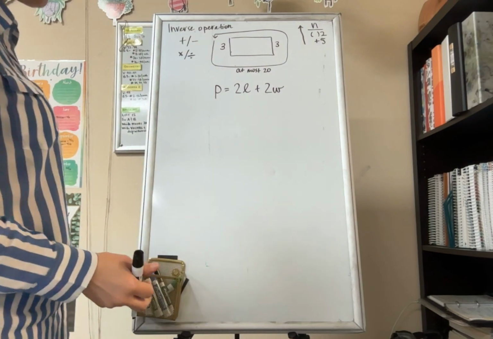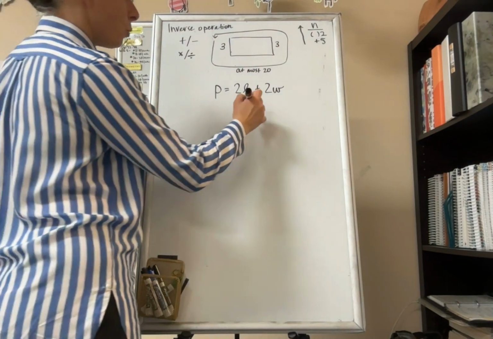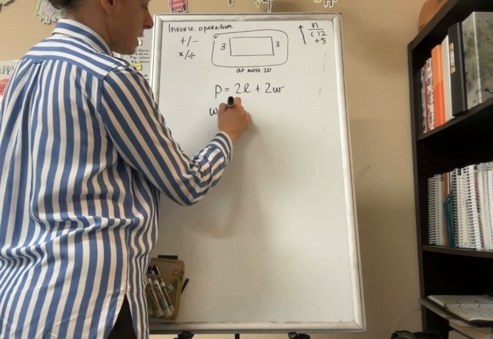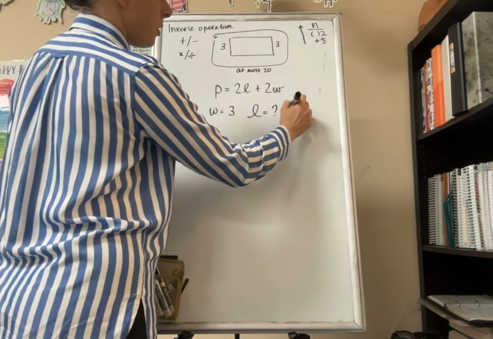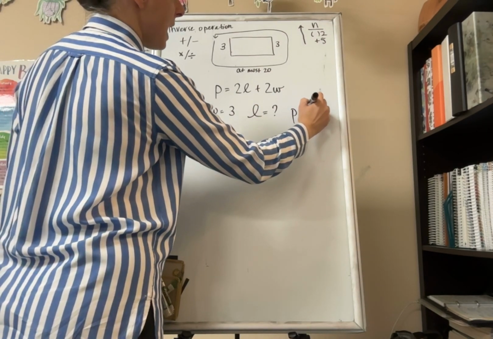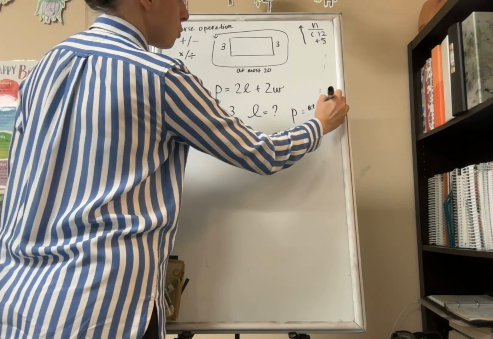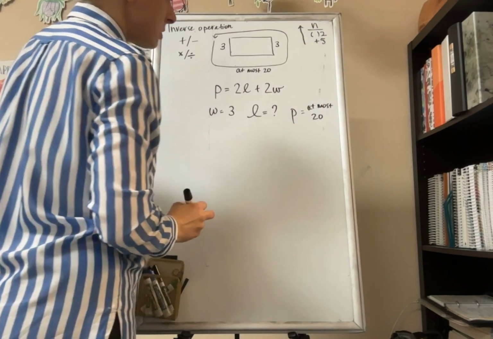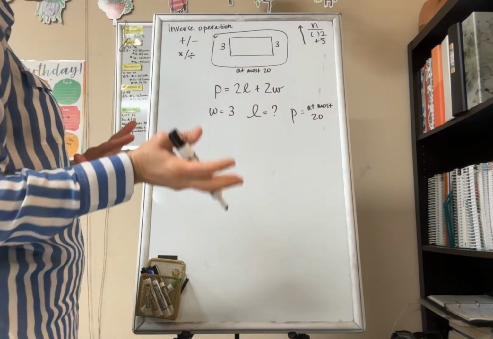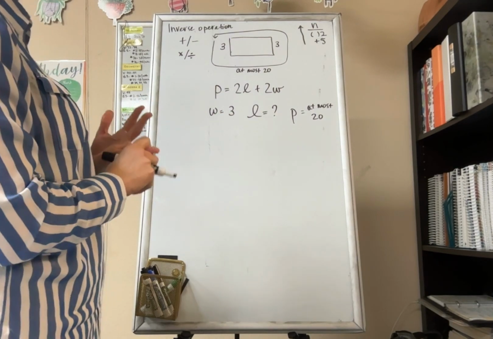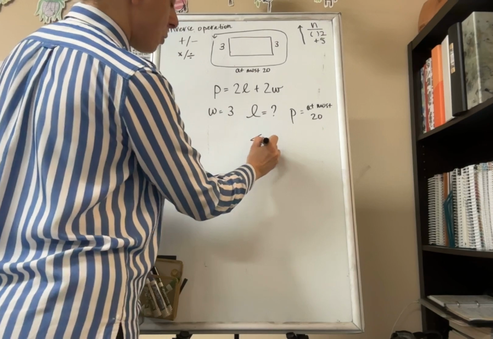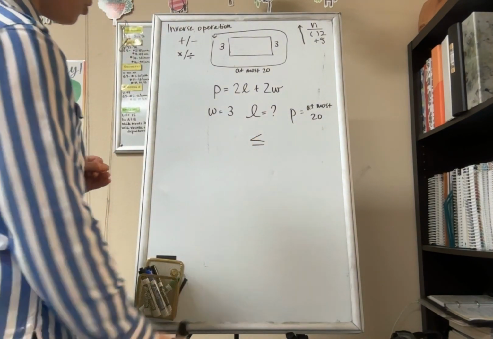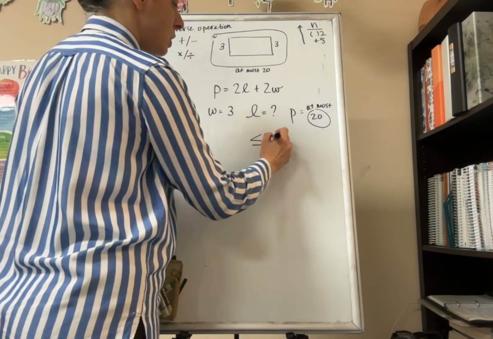And we know the width already, right? We know that the width is going to be 3. We don't know the length. And we know that the perimeter is going to be at most 20. So let's think about that phrase, at most 20. It can be smaller than or equal to 20. So we're going to use less than or equal to as our inequality symbol. And what's our end result? 20.